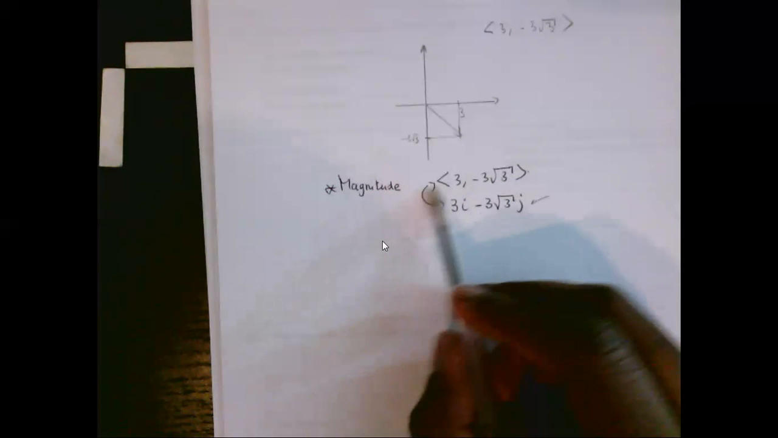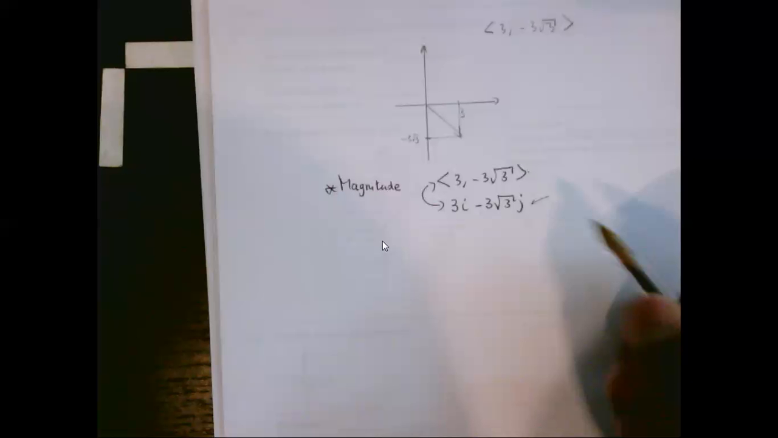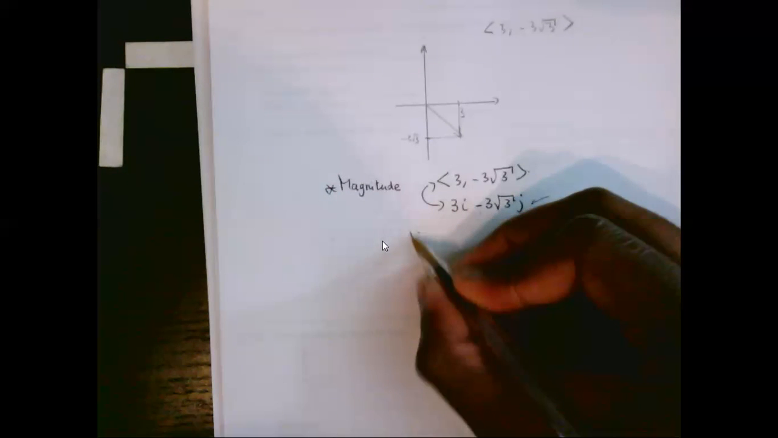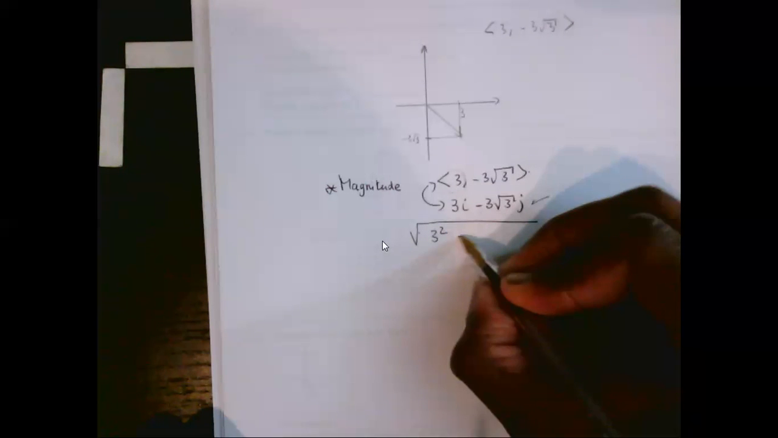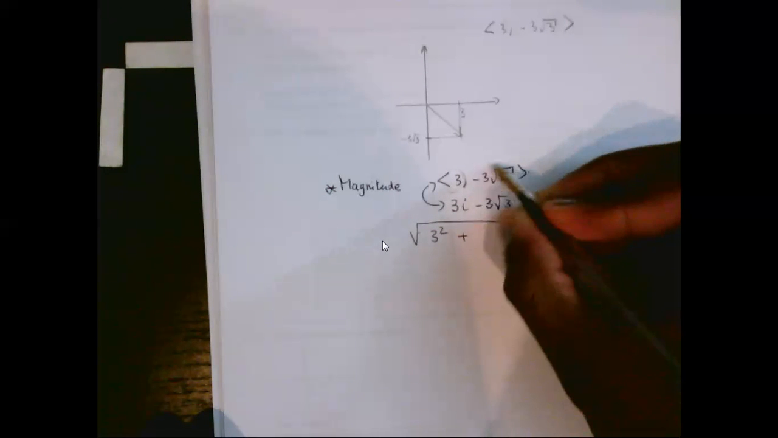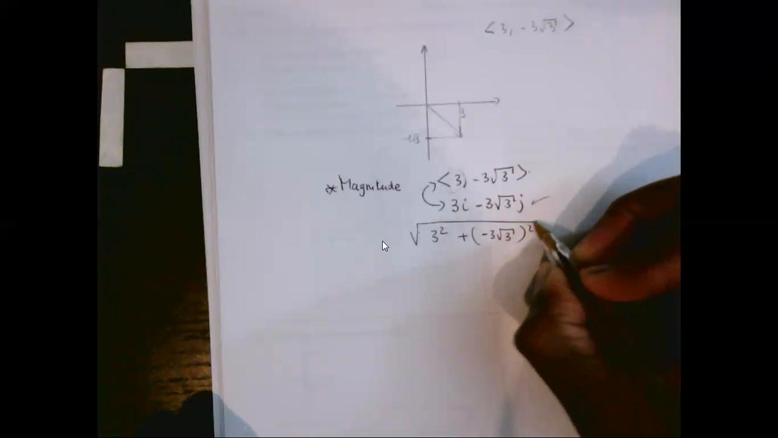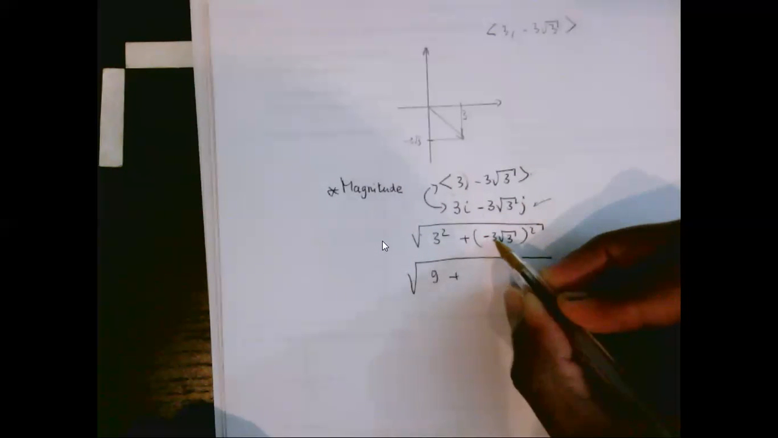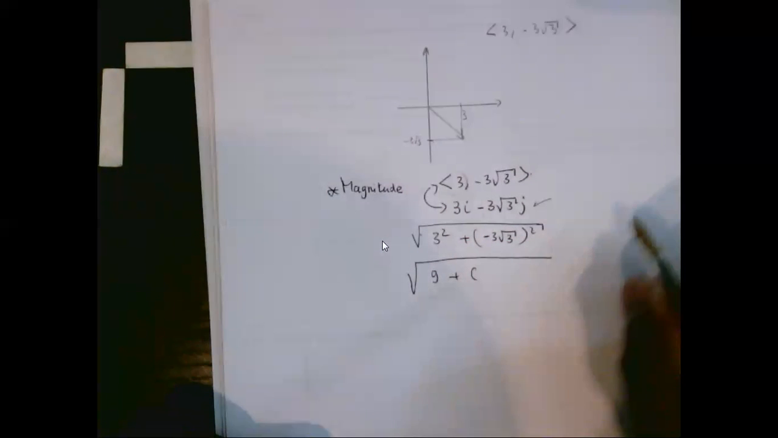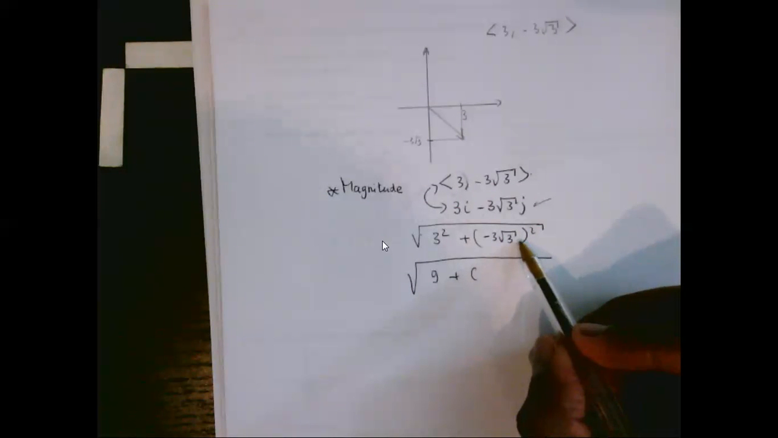So the magnitude, they asked to find the magnitude. So the magnitude will be what? A square root of the x component, so 3 squared, plus the y component squared, this one right here. So 3 squared is 9, plus now I have to distribute the square. And if you're not comfortable with that expression, you can directly put that in your calculator. So I will do that later on.